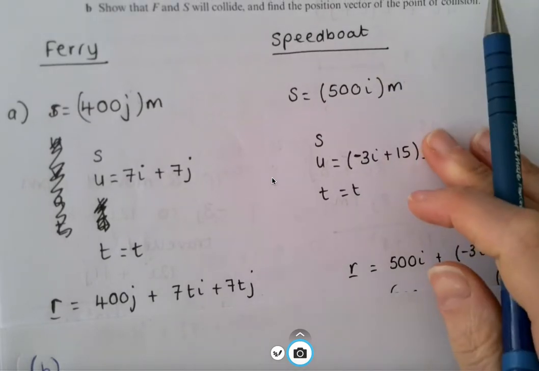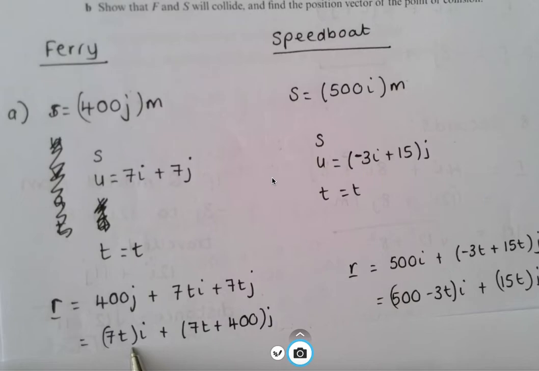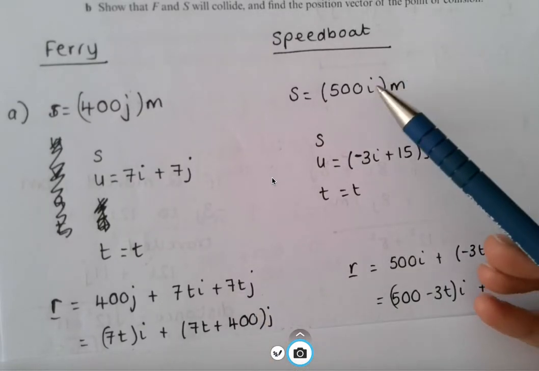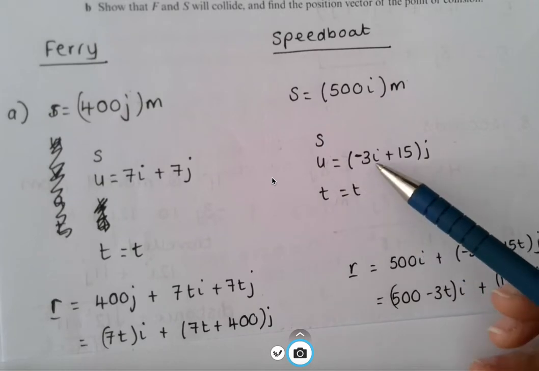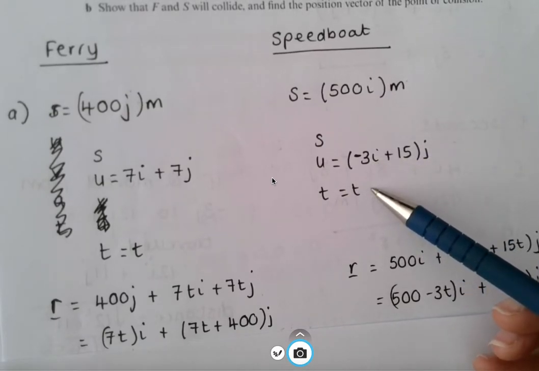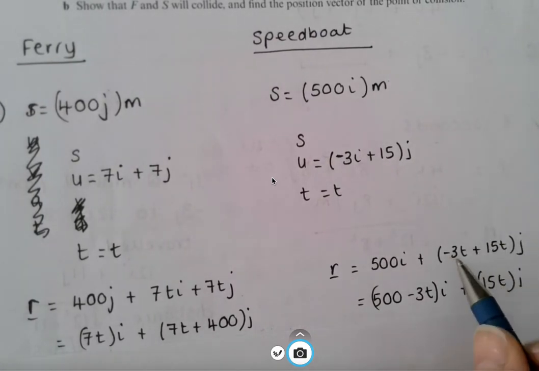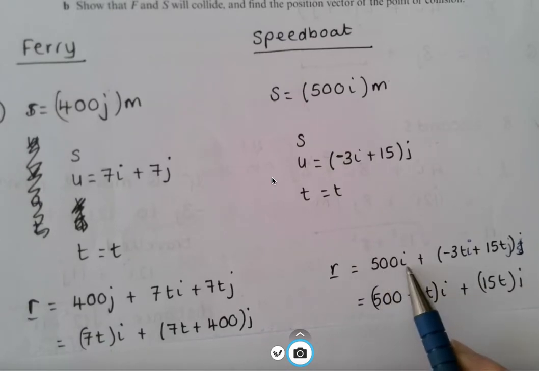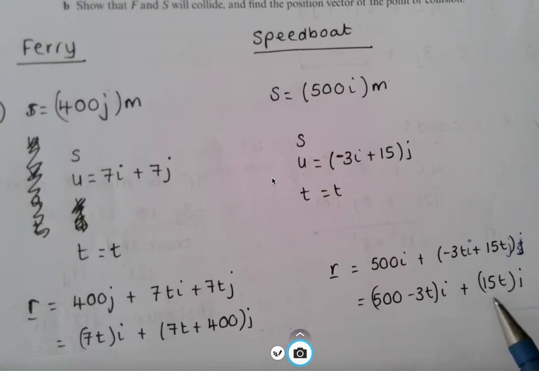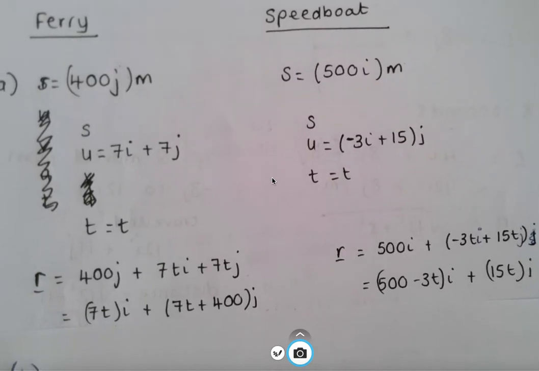Okay, what I've done then, if you look, is I've collected all the i terms, which is just 7ti, and I've collected all the j terms together, 7t plus 400j. If I do the same for the speedboat, so the speedboat started at 500 metres due east. It had a constant velocity of minus 3i plus 15j, and again, it's t seconds. So it's velocity times time, which would give us minus 3ti plus 15tj. Okay, and then I add on my initial position, which is 500i. So again, if I collect the like terms together in the i direction, I've got 500 minus 3t i, and in the j direction, I've got 15tj. Okay, so that's the ferry and the speedboat.